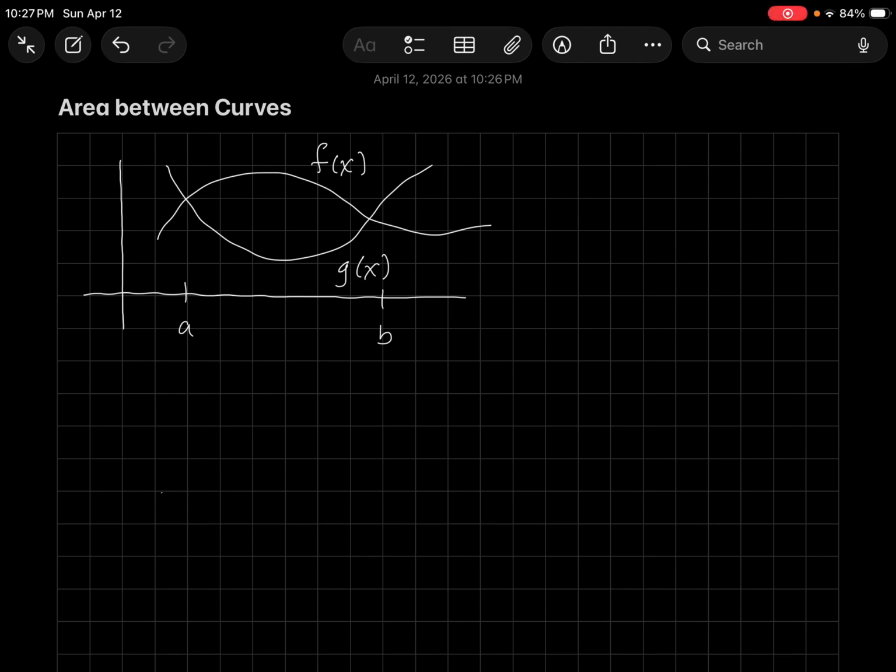The area between curves. Let's find the area bounded by the graphs of f of x and g of x as shown. Notice in this case, when we're finding an area, we're talking about a physical area, not an integral area. So the area is going to be strictly positive, or at least non-negative.